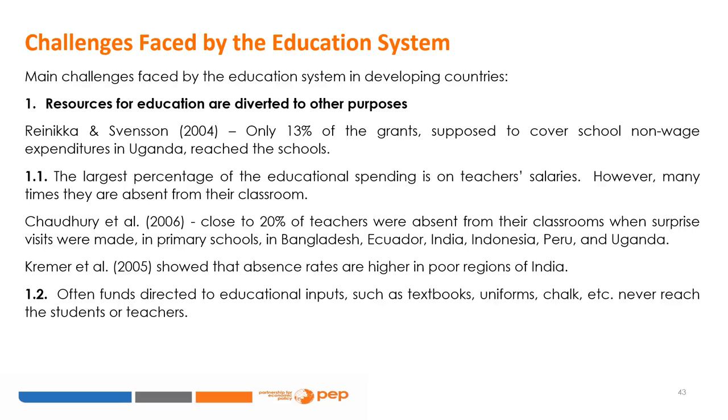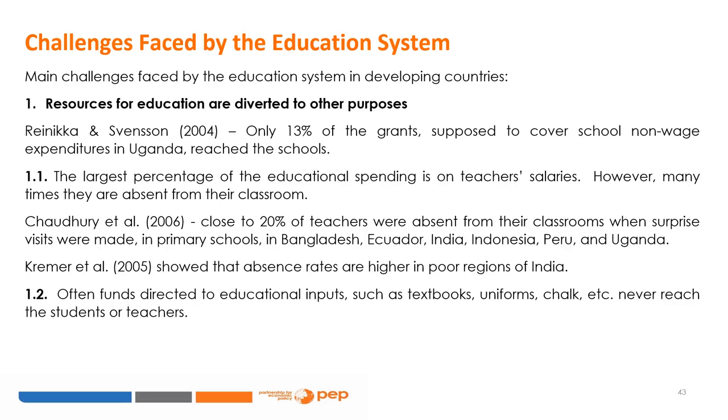The first one is that resources for education are diverted to other purposes. Reinikka and Svensson, 2004, concluded that only 13% of the grants that were supposed to cover schools' non-wage expenditures in Uganda reached the schools. The authors argued that the grants were possibly used to finance the local political machinery.